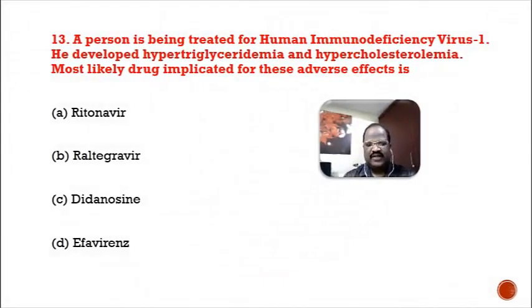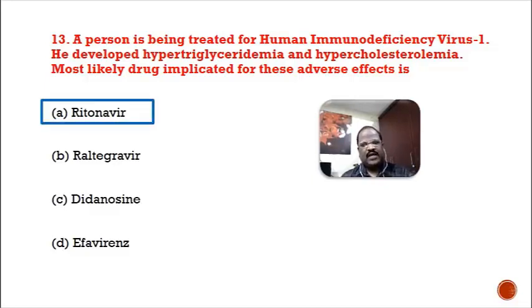Now, question number 13. A person is being treated for human immunodeficiency virus 1. He developed hypertriglyceridemia and hypercholesterolemia. The most likely drug implicated for this adverse effect? Options are ritonavir, raltegravir, didanosine and efavirenz. The right answer is option A, ritonavir. Remember, ritonavir is a protease inhibitor.